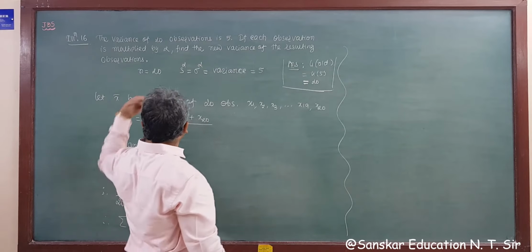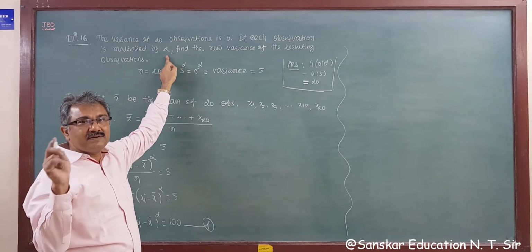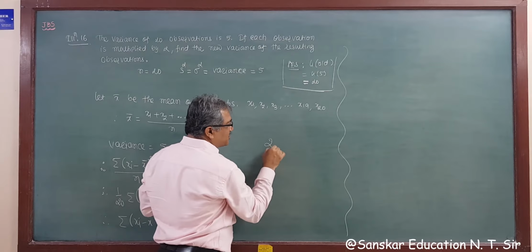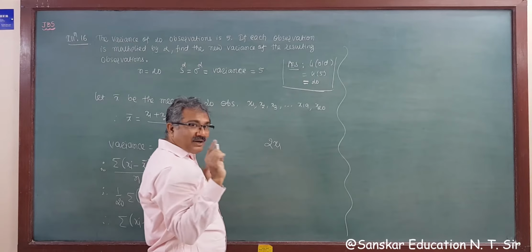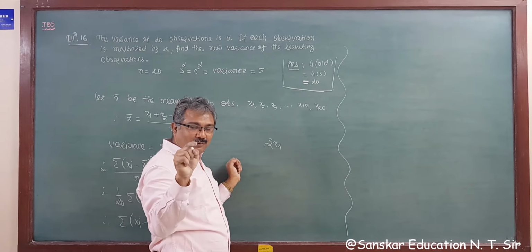Now given that each observation is multiplied by 2. So the first observation becomes 2x1, and the second observation becomes 2x2. If we call the new observations y1, y2 and so on, then y1 is equal to 2x1, y2 is equal to 2x2, y3 is equal to 2x3, and in general yi is equal to 2xi, if we put i equal to 1, 2, 3 up to 20.